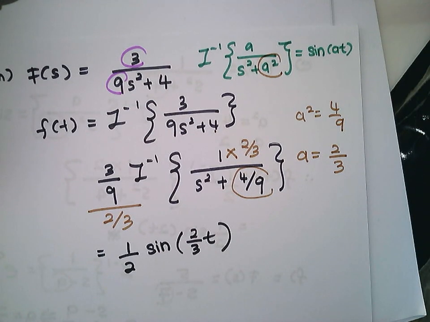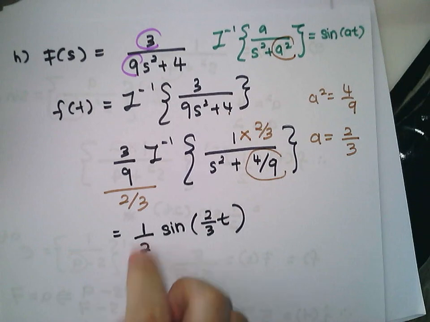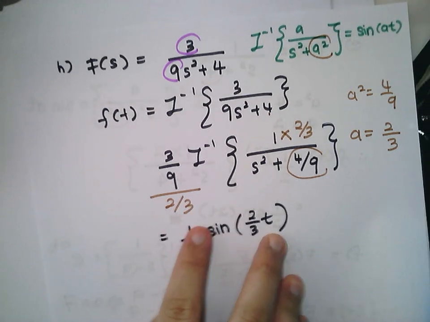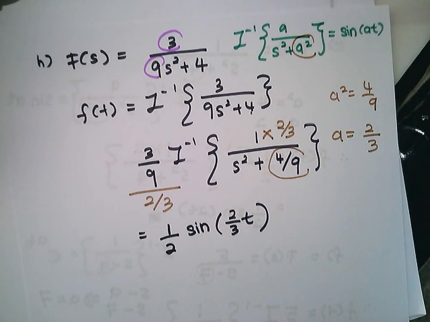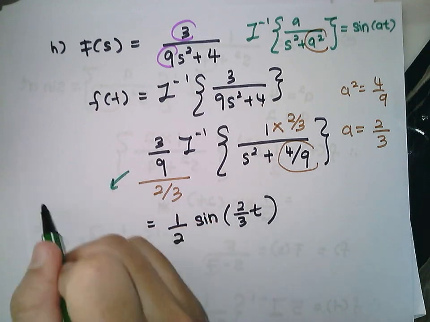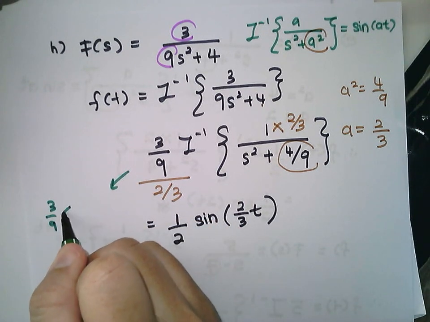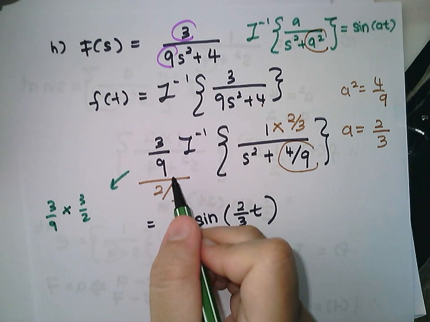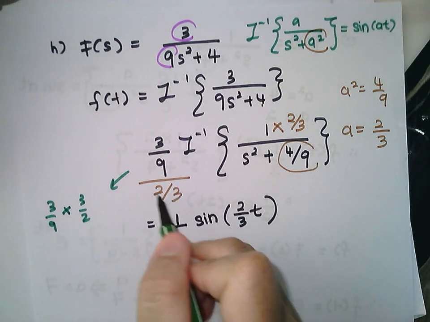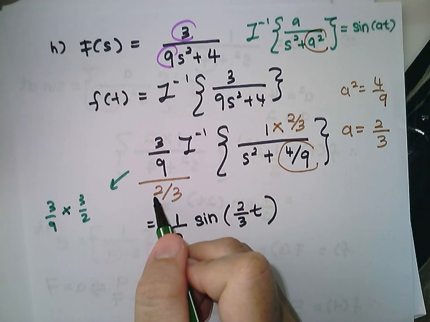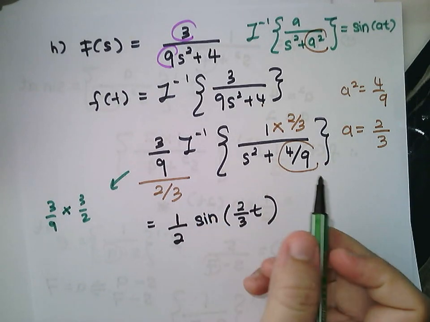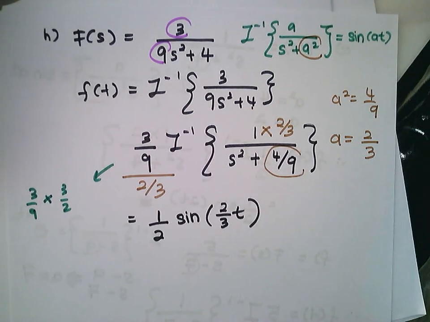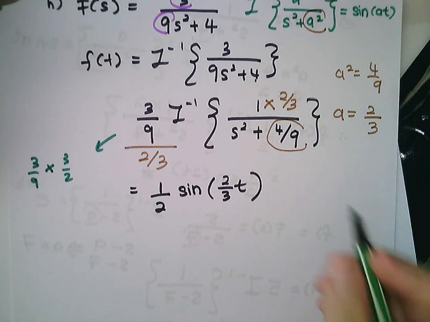Okay, how did I get 1 over 2 here? You just use your calculator: 3 over 9 divided by 2 over 3. If you simplify, it should be 3 over 9 times 3 over 2, because when you divide, you flip the fraction, so this one will be the numerator and this one will be the denominator. But much easier, just press the calculator: 3 over 9 divided by 2 over 3, and you will have 1 over 2.